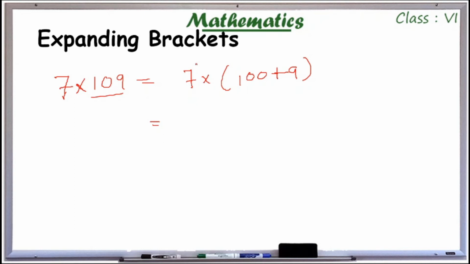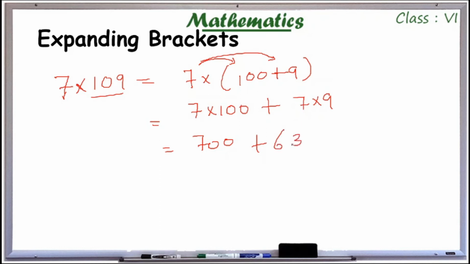Now I can give this 7 to both 100 and 9: 7 to 100 and 7 to 9. So 7 into 100 is equal to 700. 7 into 9 is equal to what? 63. So 763 is the answer. No need of multiplying these two numbers directly; you can use brackets to solve this.